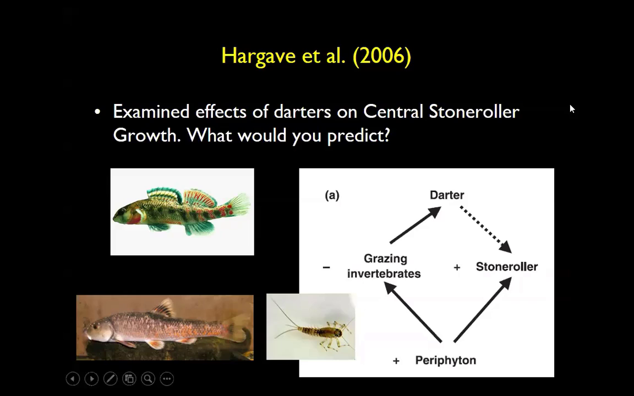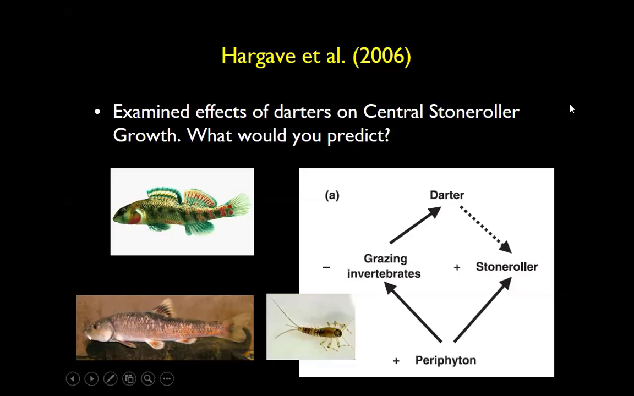But it's all right. So imagine a central stone roller living in a stream with and without this darter. How might you predict darter presence would affect stone roller growth? So that's competition, right? When we've got darters, they're eating these invertebrates. They're not eating the stone rollers. Stone rollers are bigger than darters a lot of times. So you might expect these stone rollers to do better when there's darters in the stream, because the darters are eating their competitors.